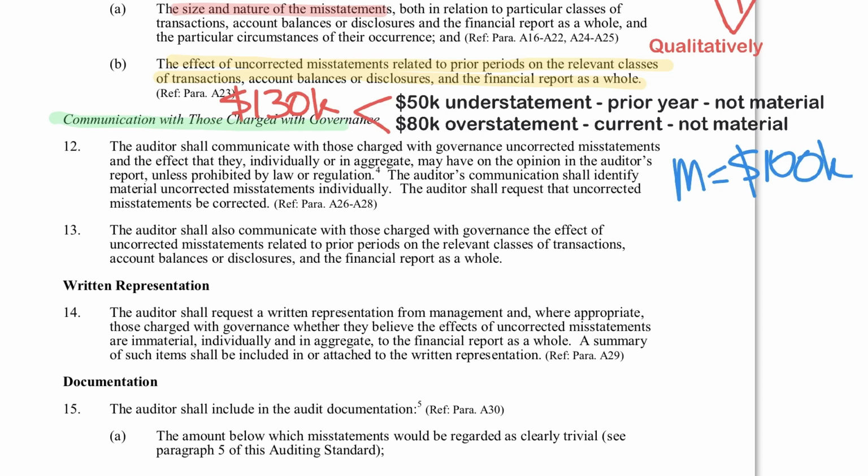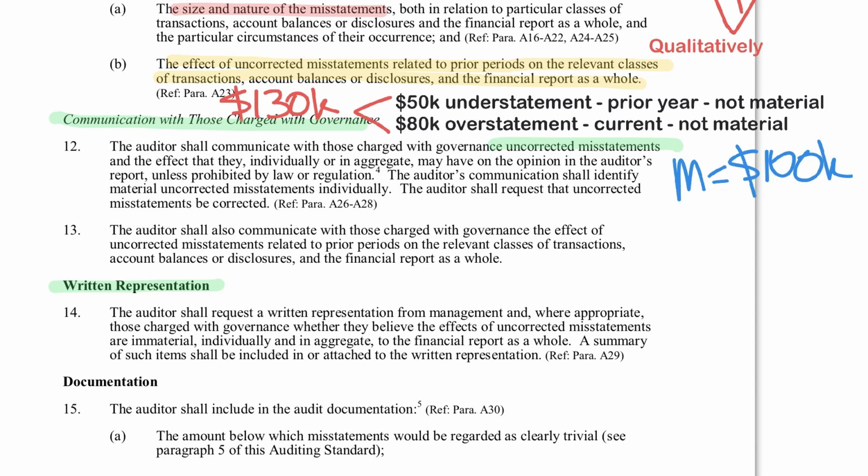Now, I mentioned before that we have to communicate with those charged with governance. If I think there are any uncorrected misstatements, then I need to talk to them about it because they may have some sort of legal impact. Management may refuse to make an adjustment, in which case I think the audit committee should know about that particular issue. I also need to make written representations.